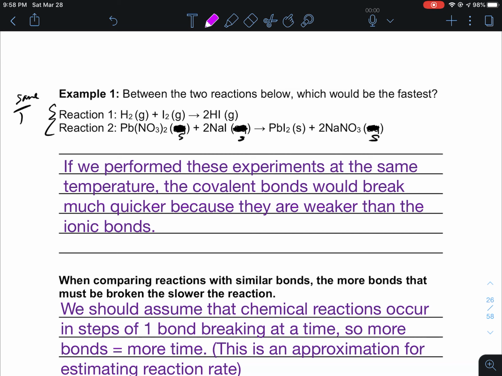if the sodium iodide and the lead nitrate were both in the solid phase, and so we're trying to talk about these in the same type of phase, we would have to put in a lot of energy so that we could melt that lead nitrate so that it could be in a phase that would actually react with the sodium iodide. Because in the solid phase, that reaction is going to be very slow.